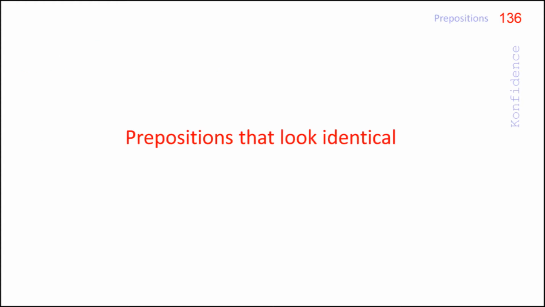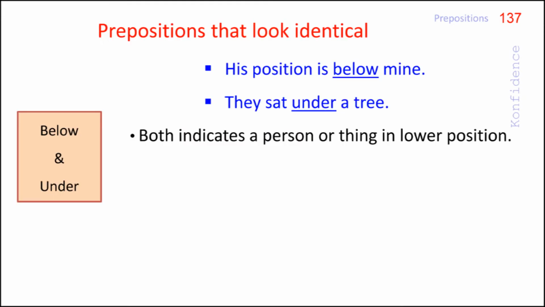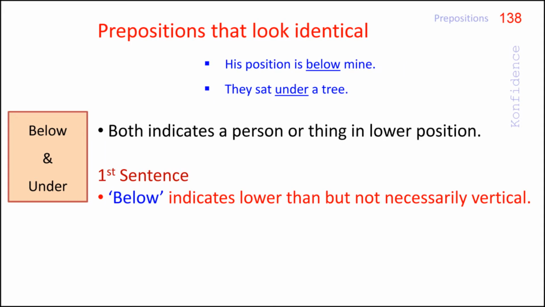Now let us look at a few sets of prepositions that look identical. Even though they seem to be identical, they convey different meanings. We have to be very careful when we use these prepositions. Look at the slide for the first pair, below and under. Both of them are used to show that a person or a thing is in a lower position, but they are different. Below indicates lower than, but not necessarily vertical.